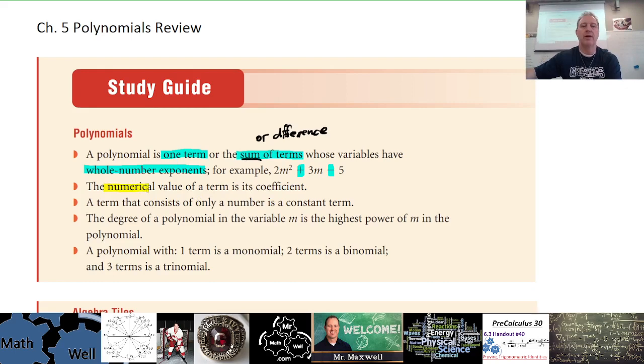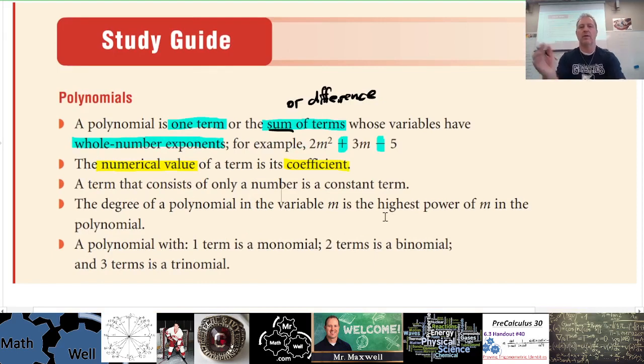The numerical value is the coefficient. So in this case, let me just zoom in a bit. I feel like it's a bit far away for some of you at the back. So the coefficients here would be 2, positive 2, positive 3, and what is this last number? Is it a coefficient? No, it is a constant term. So this is the constant term at the end, negative 5. That's right. So if there's no variable, if it's just a number, that's a constant term.